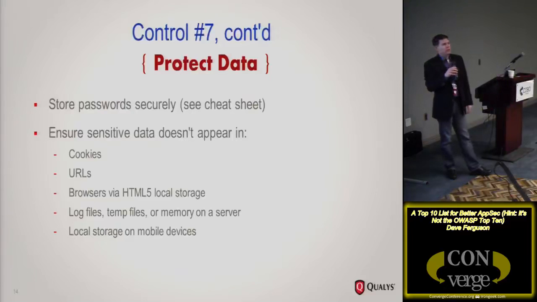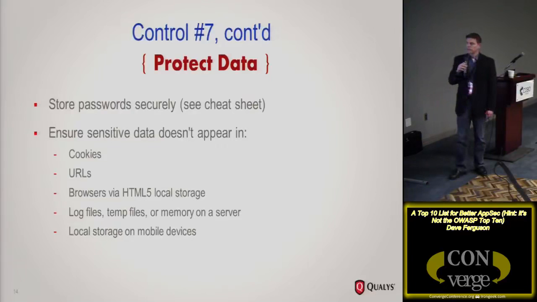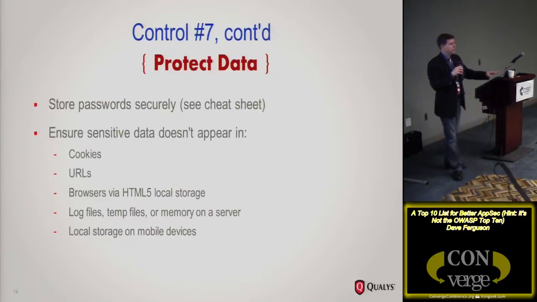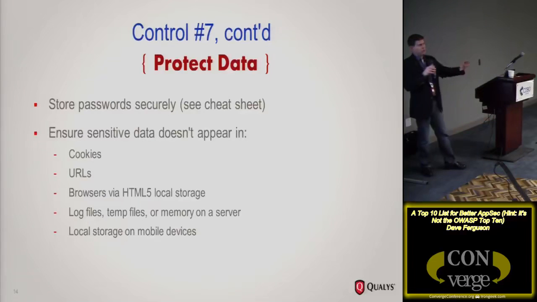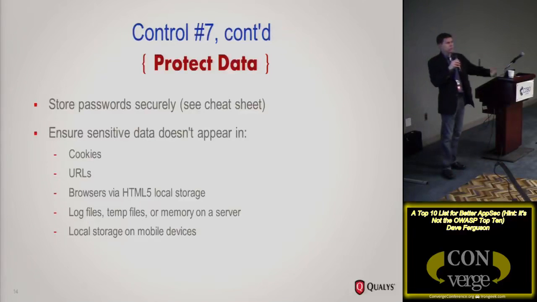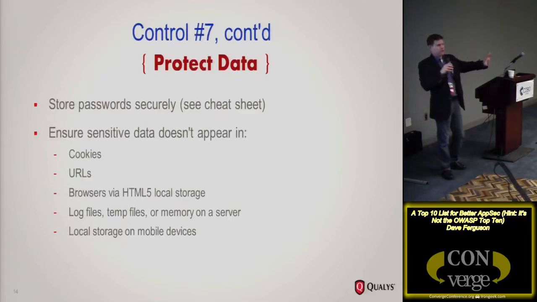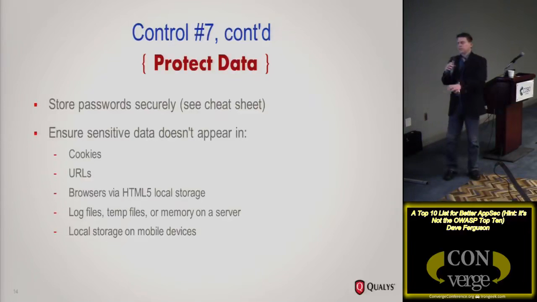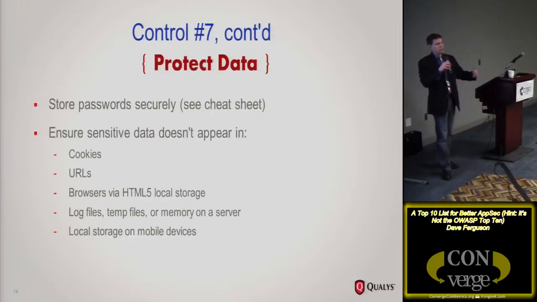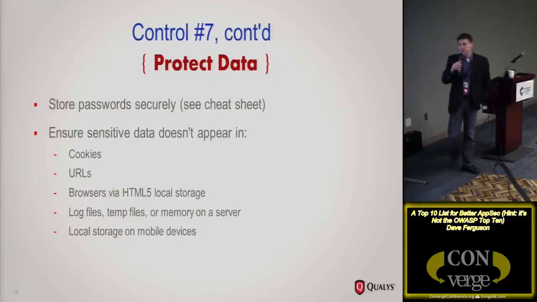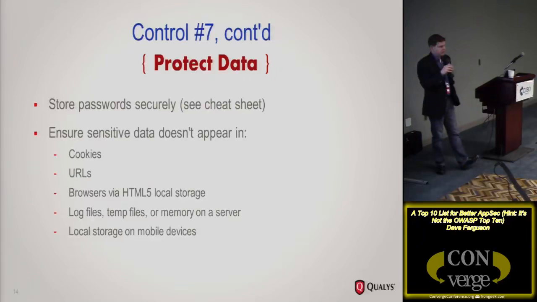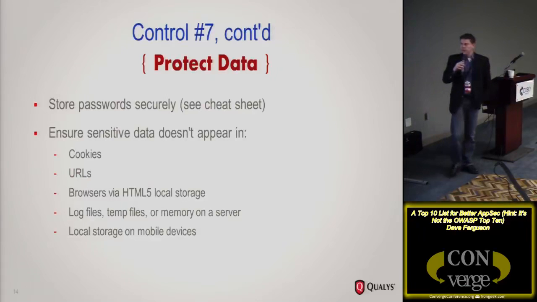Also, protecting data means avoiding sensitive data appearing in cookies, URLs, browsers, and HTML5 local storage. So before HTML5, the only way a server-side web app could store data on a client side was really through cookies, or something fancy like Flash cookies. But with HTML5, there's a whole framework around servers being able to store data on the client side, and that's called HTML5 local storage. So you have to be careful you're not storing anything sensitive in that location.